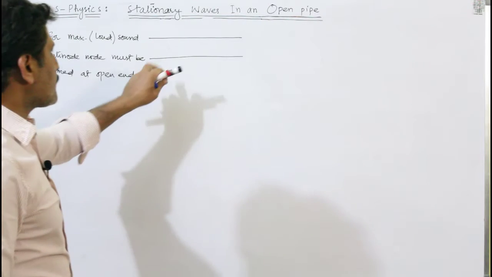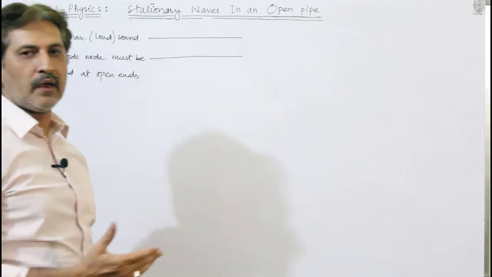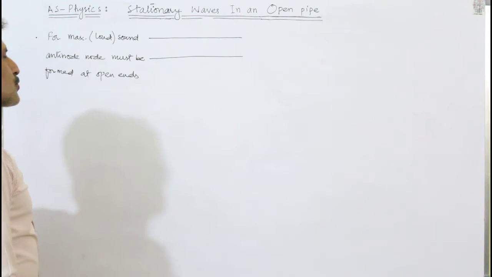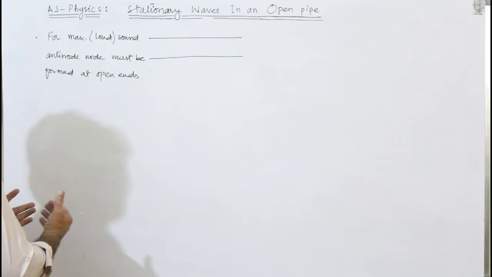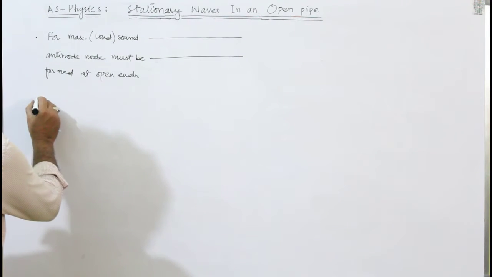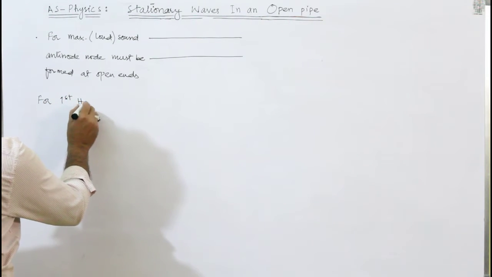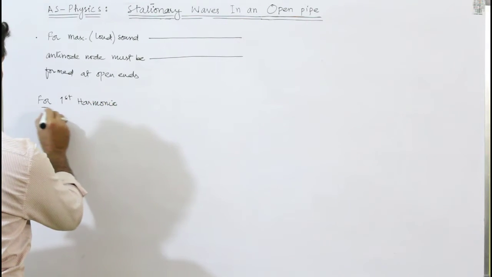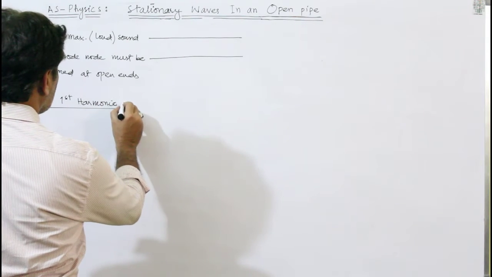Now we'll discuss about the frequency change. When we change the frequency of the waves by which we are generating the stationary waves in the open pipe, what will be the behavior of the speed and the wavelength along the length of the tube? So for first harmonic, what is the meaning of first harmonic? It is the frequency at which we hear the first loud sound.